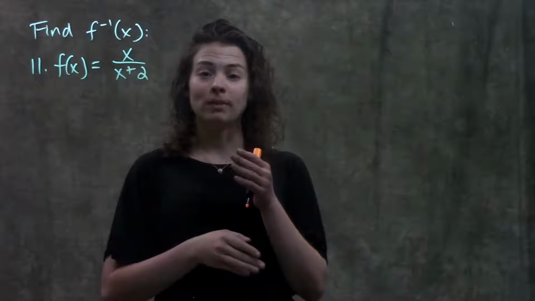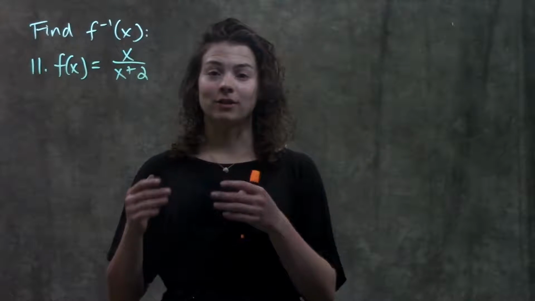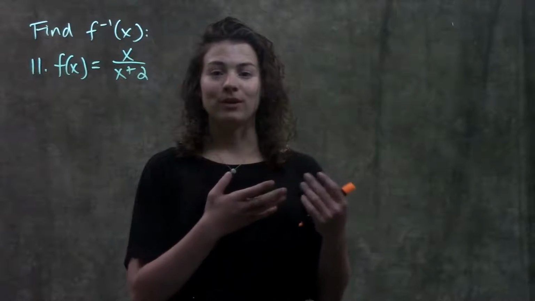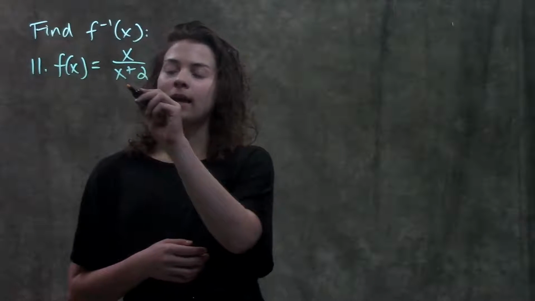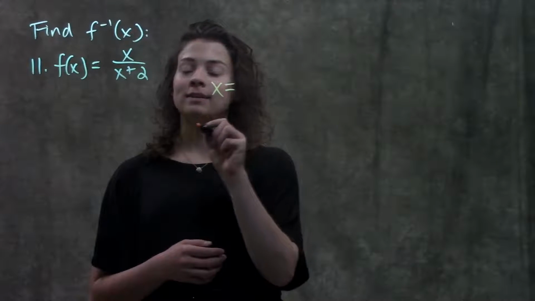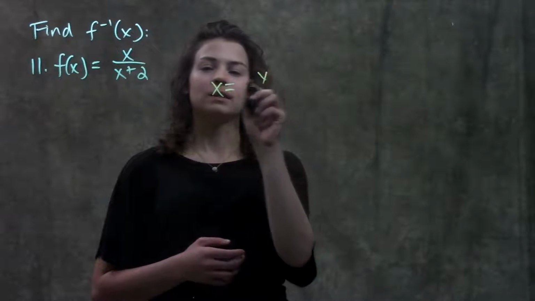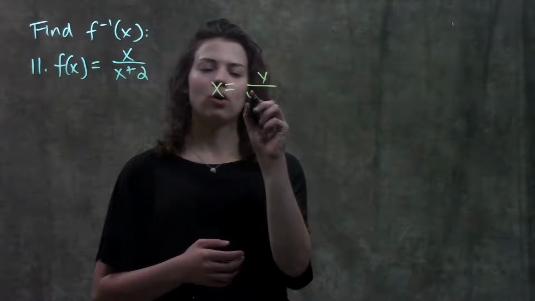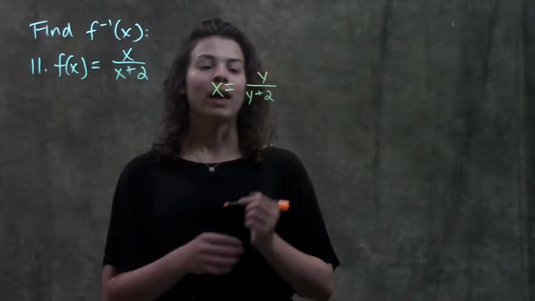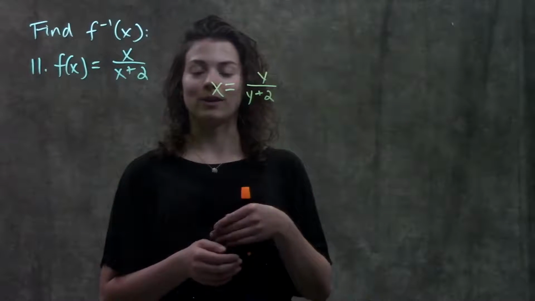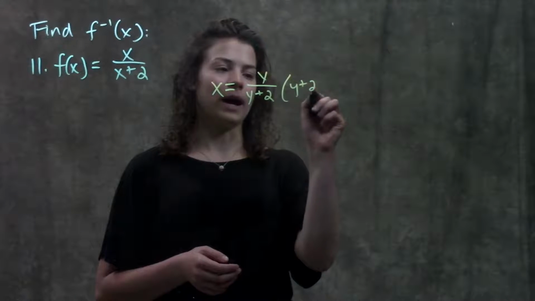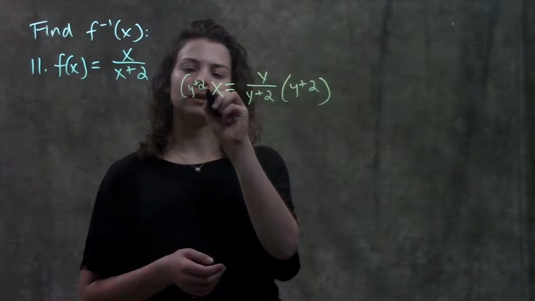I'm just going to switch my x's and y's, and then solve for my new y, and have my new inverse function. So what I mean is, instead of having y equals something, I'm going to rewrite this as x equals, and instead of x's over here, I'm going to have y over y plus 2. And now I'm going to solve for my y's so that I'll have an inverse function in terms of y equals. To solve for y, I'm going to multiply both by y plus 2.